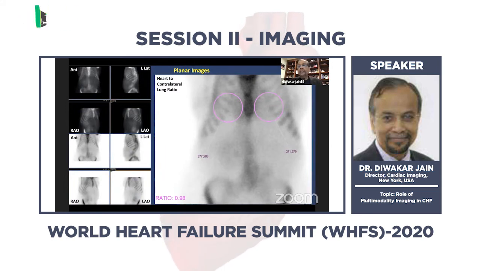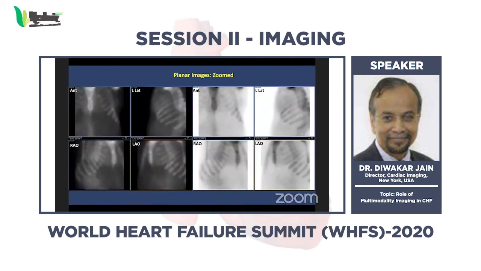Effectively, the sensitivity of this technique for detection of TTR amyloidosis, which is the most common form of cardiac amyloidosis, is in the range of 98 to 99%, and so is the specificity. So highly sensitive as well as specific for the detection of this rare condition. Now, this is the same patient's image. We are just showing it zoomed up. You can see it more clearly that in the area where there is a heart, there is no uptake.